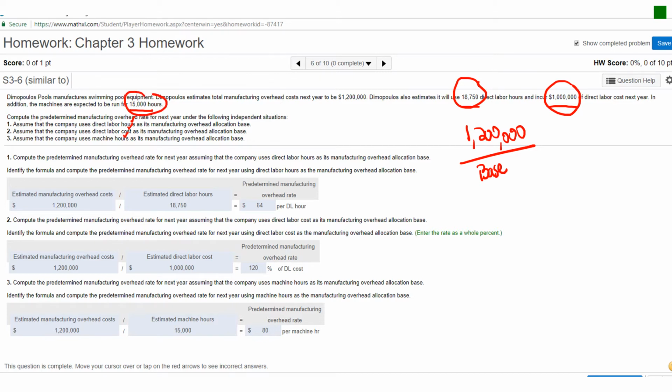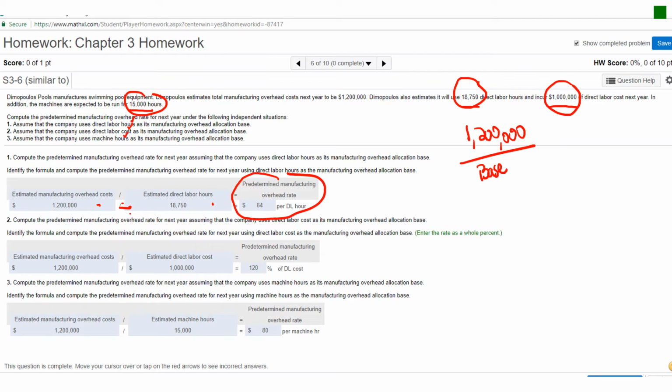So if you look down here for the first one, which is the direct labor hours, notice here's your 1,200,000, and you're going to divide that by the estimated labor hours of 18,750, and that gives you your overhead rate of $64 per direct labor hour.